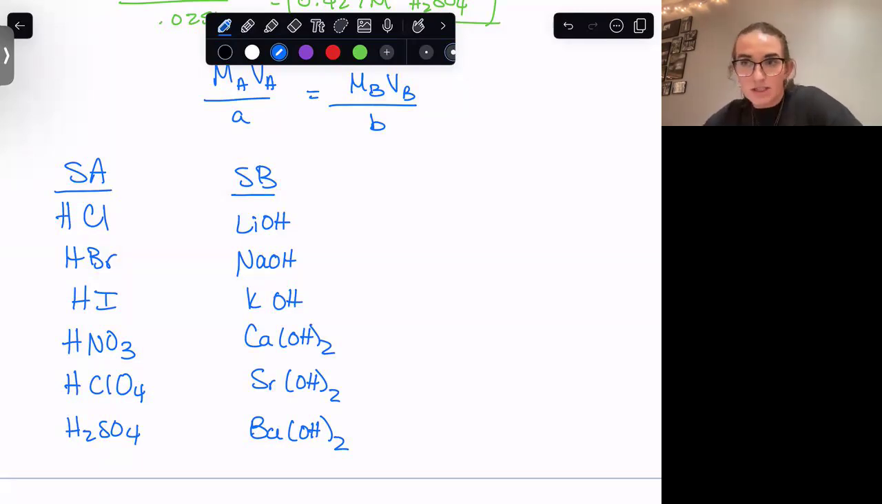Yep, and so if it's not one of these 6 strong acids or strong bases, then you can consider it weak. Reactions with weak acids and bases just means it will not completely dissociate. So that's something like acetic acid.